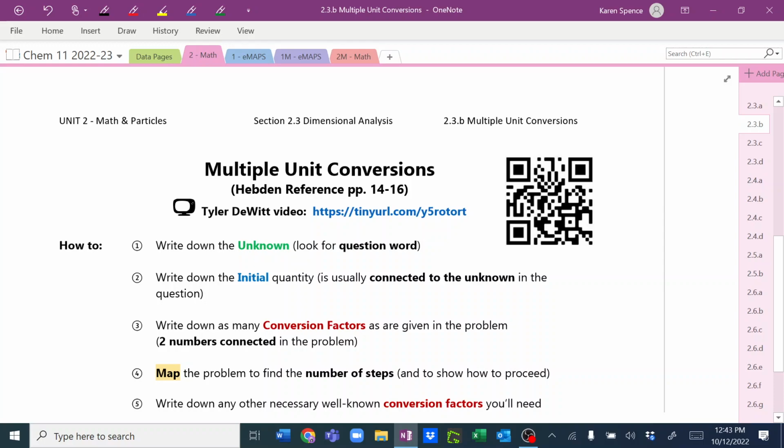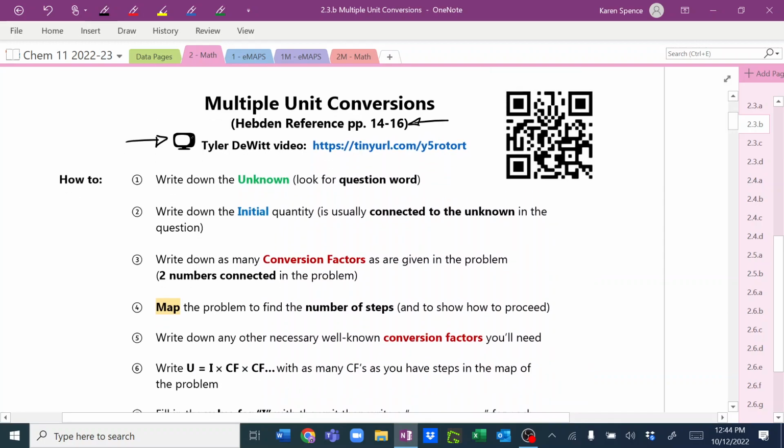I will always have a class set. If we use it in class, there will always be enough here for you to just use in the classroom, okay? But if you are going home and reviewing this, the pages are here, right? Also, if you're going home and you didn't quite understand what I was talking about, Tyler has a video on this as well. We're not going to watch Tyler today, but you can hang out with Tyler to help with that.